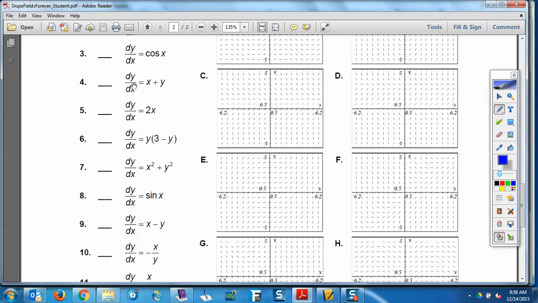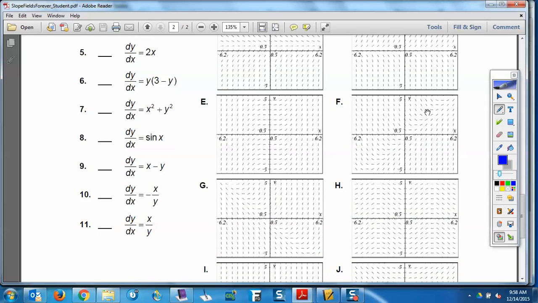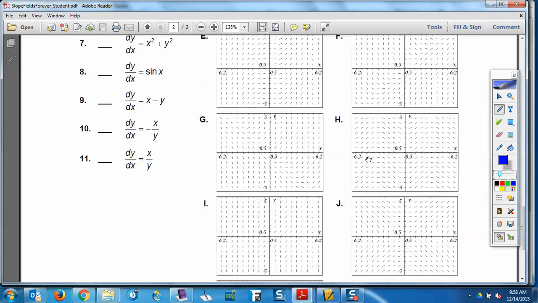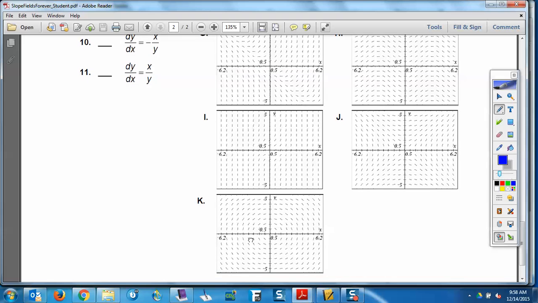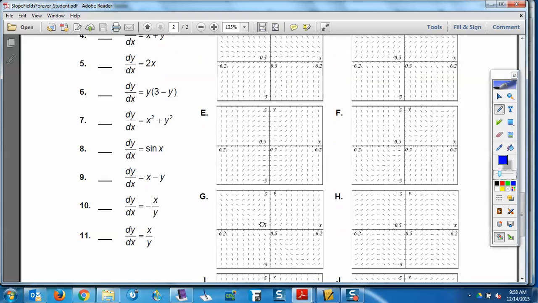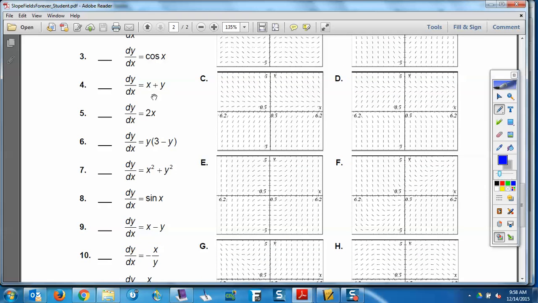And then, of course, number 4 has an x and a y, so it can't be one of these that has rows or columns. It's got to be something like F, or G, or J, or K. Those really are the only options, right? So you could plot some things. What did you have for 4?